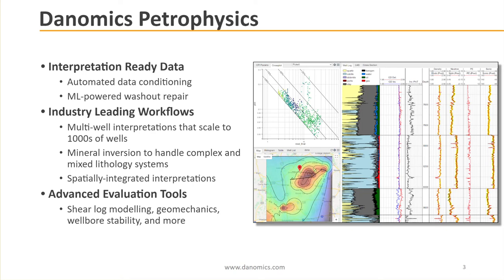So you can go in and handle all the disparities that are caused by having different logging vendors and different generations of tools. And we offer automated machine learning based washout repair. So that way, if you have bad hole, you don't have to go through and handle this on a one-by-one basis. We automatically calculate every combination of model based on your available data within a well using either multilinear regression or random forest algorithms to make sure that your data is ready to work with.